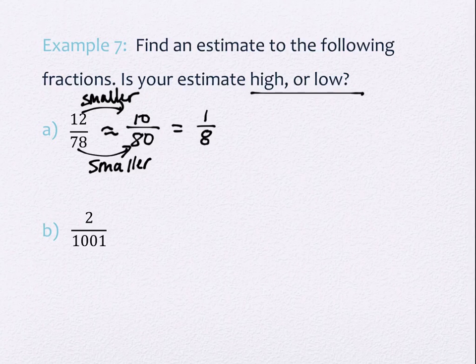And since I've made the top smaller, which changes the fraction, and I've made the bottom bigger, which changes the fraction, this estimate is a low estimate. It's smaller than what I started with. So whatever answer I'm getting, I just recognize it's going to be a little bit smaller than what the real answer should be if I'm using this in an operation of a problem.